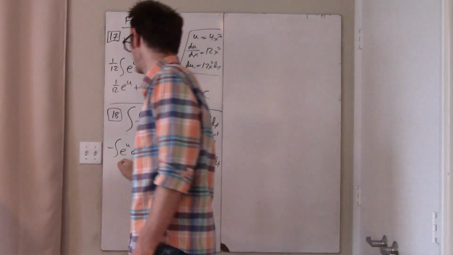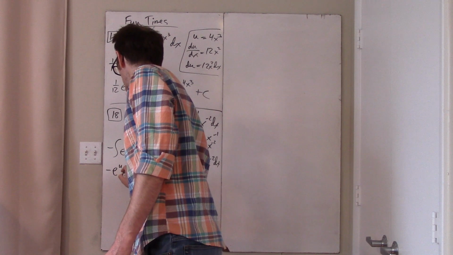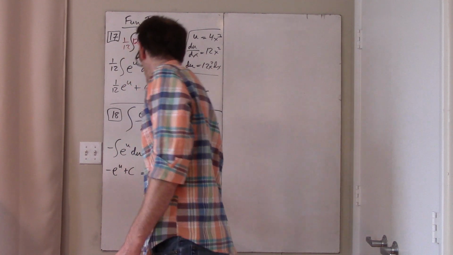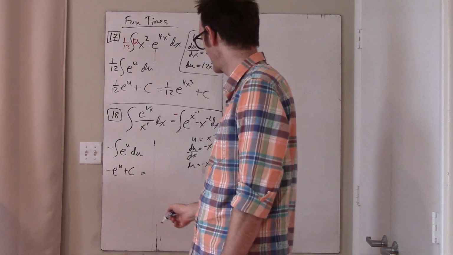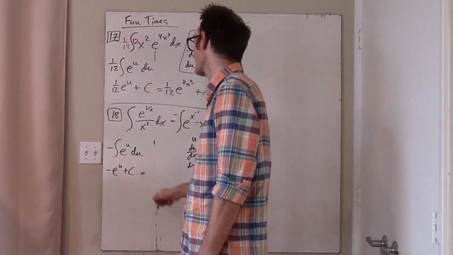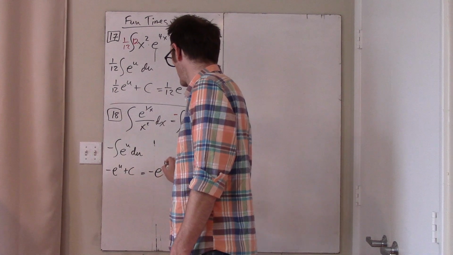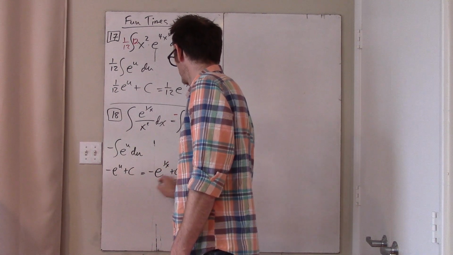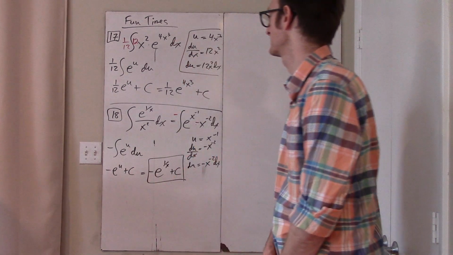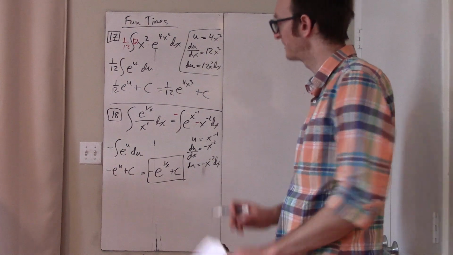Okay, antiderivative of e to the u is just e to the u, so this is negative e to the u plus c, and our final answer is therefore negative e to the 1 over x plus c. And yeah, that's it.